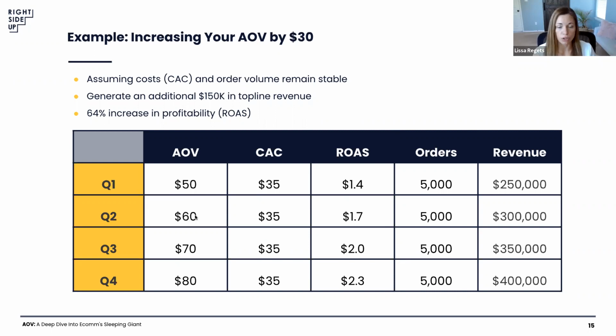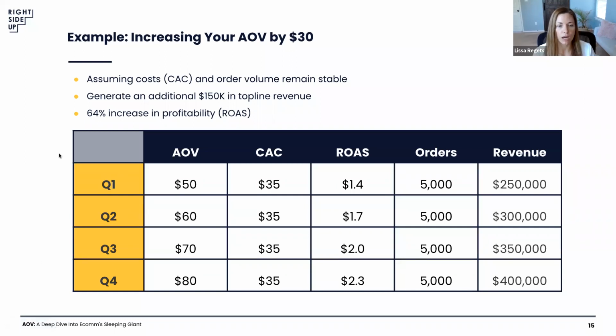Your Q2, you're at $60. You have now a 1.7x ROAS, $50,000 more in revenue. Q3, you've increased that another $10. You're now at 2x ROAS, another $50,000, so $100,000 more, and so on and so forth.